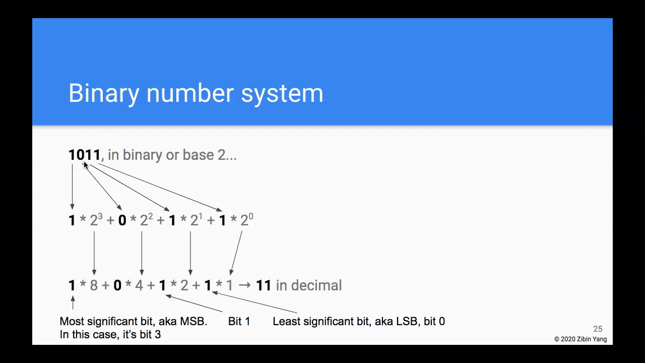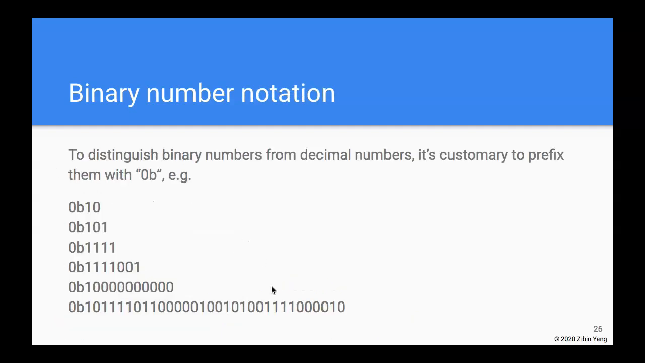Now another problem is, if you look at 1011, we said it's a binary number, but it could very well be a decimal number, right? In decimal, this is 1011, but in binary, it's 11. So in order to distinguish binary numbers from decimal numbers, we usually prefix a binary number with 0b, which stands for binary. If we write it out this way, 0b and then zeros and ones, then it's very clear that it's a binary number.